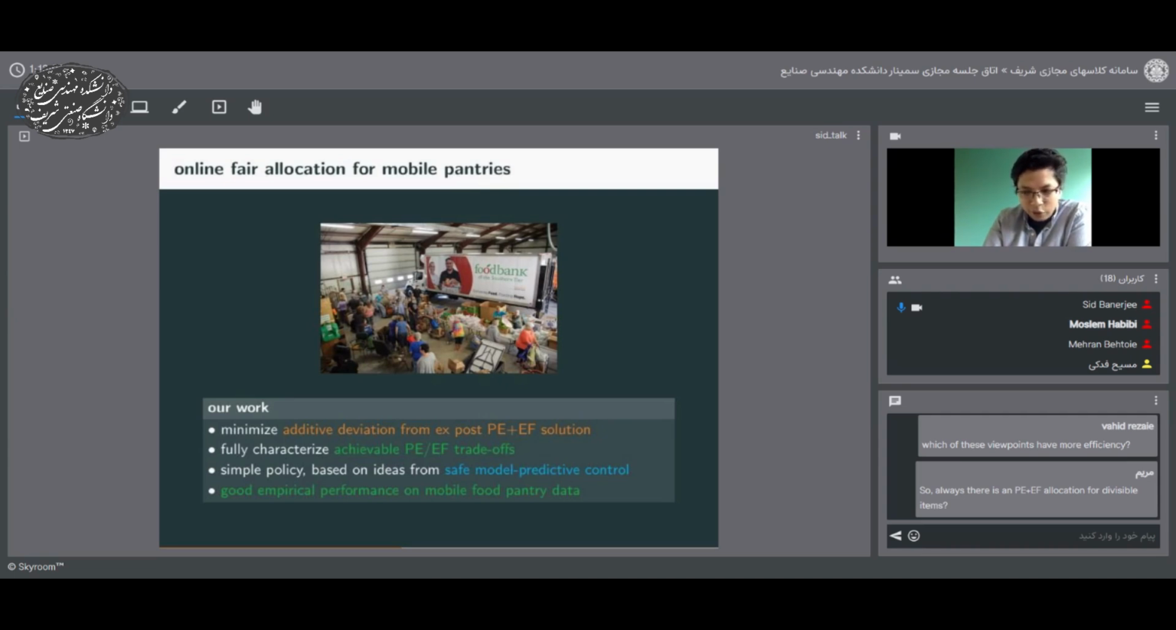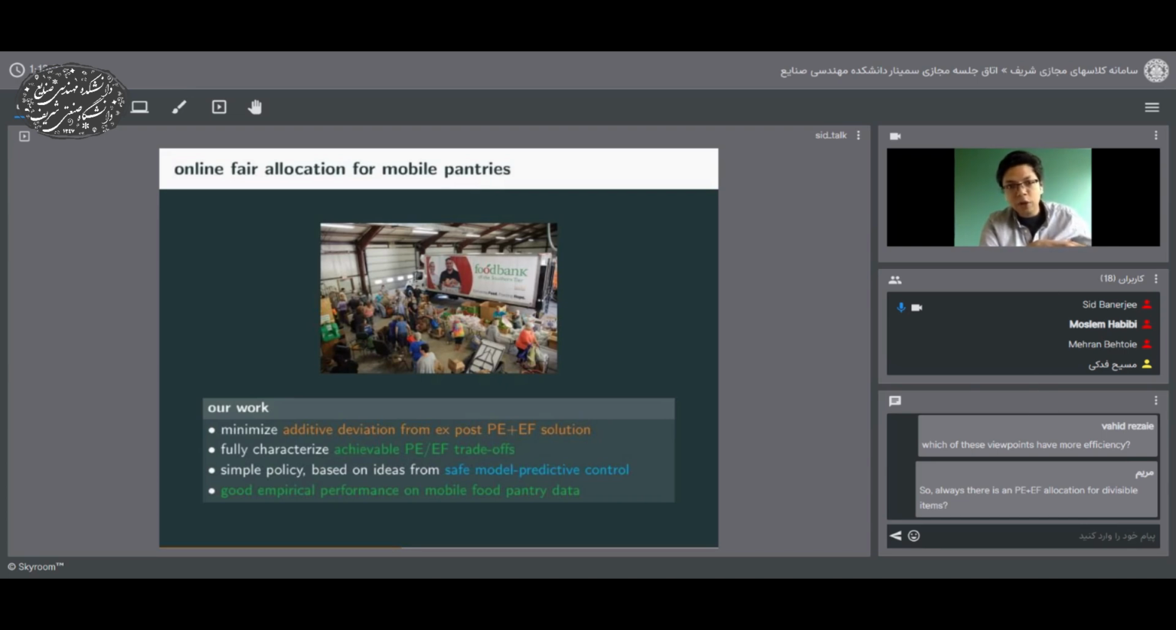And so what we started doing is we said, okay, can we at least understand in hindsight? So at the end of the day, once we know all the demand, how close can we get to Pareto efficiency and envy freeness? So what do I mean by this? The problem is in all of these settings, whenever I go to a location to give out food, I don't know how much demand is going to be there in later locations.